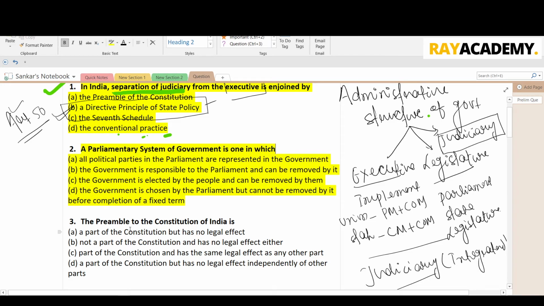Next question is, a parliamentary system of government is one in which: option A, all political parties in the parliament are represented in the government. Option B, the government is responsible to the parliament and can be removed by it. Option C, the government is elected by the people and can be removed by them. Option D, the government is chosen by the parliament but cannot be removed by it before completion of a fixed term. If you can see the question, kindly answer.